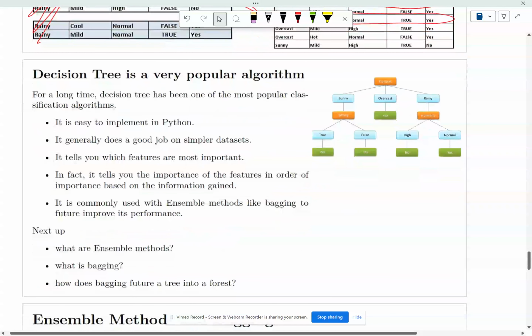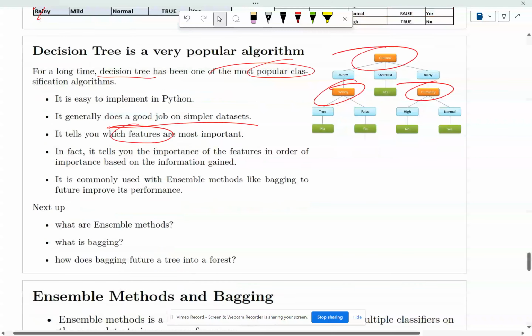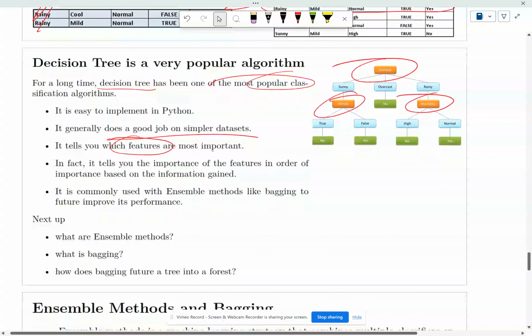Now, decision tree is a very popular algorithm. For a long time, decision tree has been one of the most popular. In fact, it's pretty easy to implement, and it does a pretty good job, right, on mostly simpler databases. And it also tells you which features are important. So in this case, it's saying the outlook is the most important, and the wind and humidity are less important, right? So decision tree essentially tells you which feature gives you the most information. Okay, so that's decision tree.